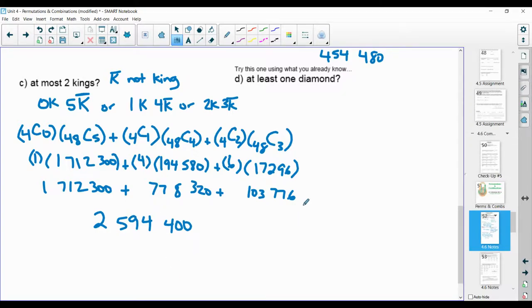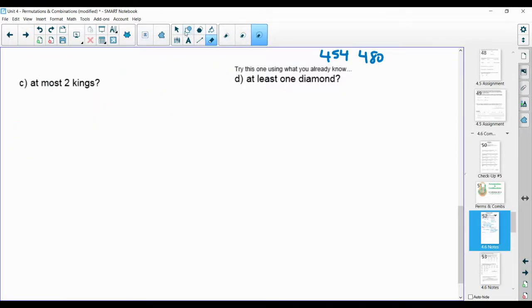All right, we're going to look at one more example here, and that's asking you to find how many combinations there would be if there was at least one diamond. And so we're going to use what we already know and figure that out. So I'm just going to erase example number 3 here quickly, just so we have a little bit of space because this question is going to involve some work. All right, so let's take a look here.